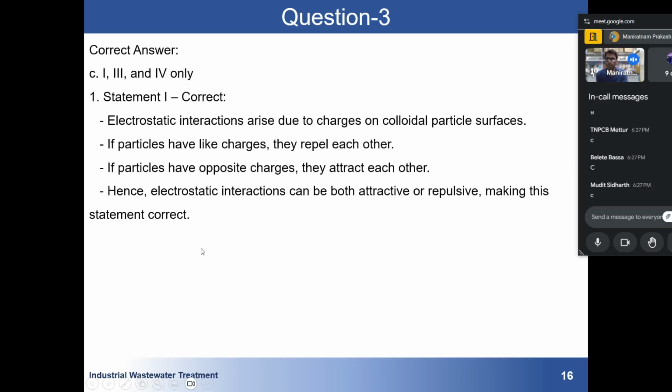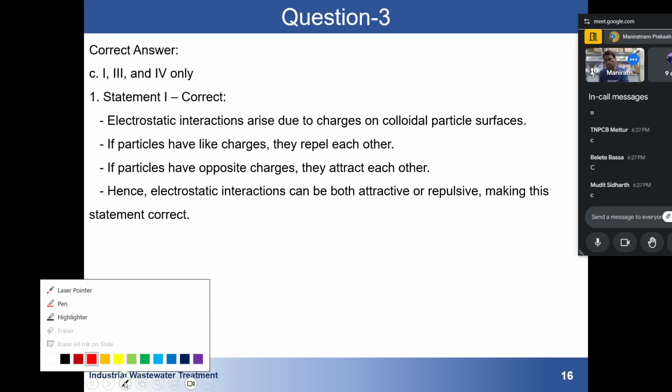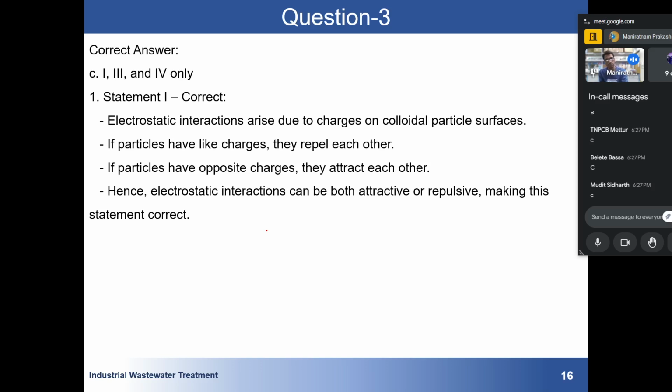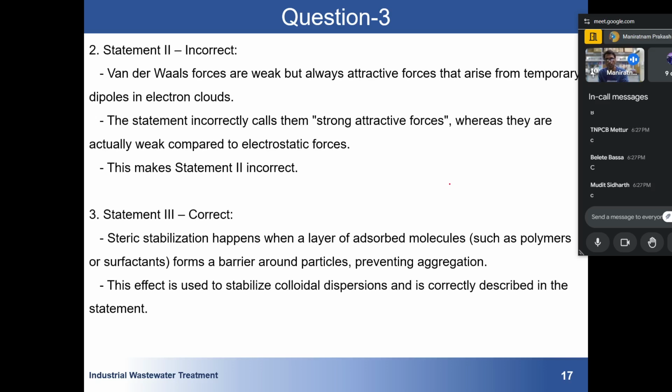Statement one is correct. Electrostatic interactions arise due to charge on a colloidal particle. If the particles have like charges, they will repel each other. If they have opposite charges, they will attract each other. Hence, electrostatic interaction can be both attractive and repulsive, making this statement true. Now, van der Waals forces are weak. Remember, it is very weak, not strong. The statement calls them strong, whereas they are actually weak compared to electrostatic forces, making the second statement incorrect.